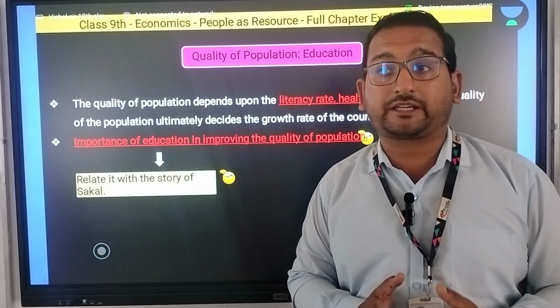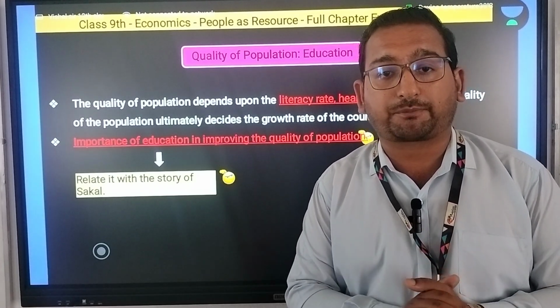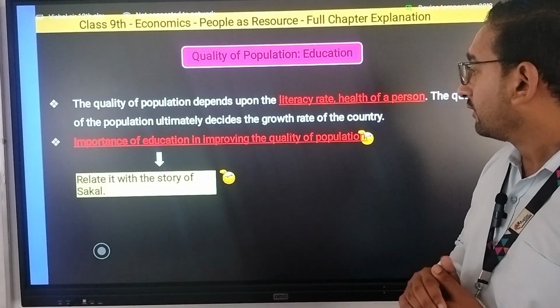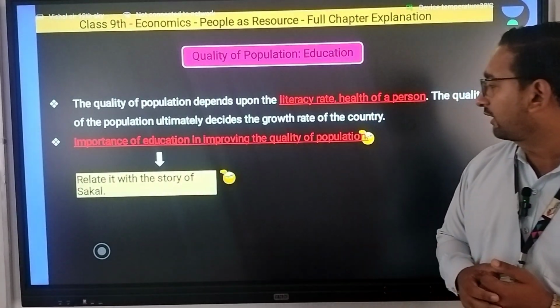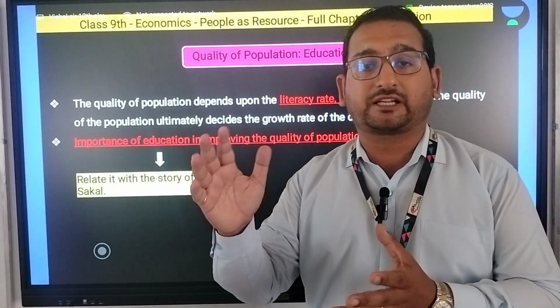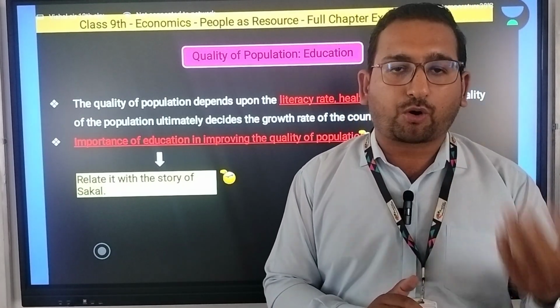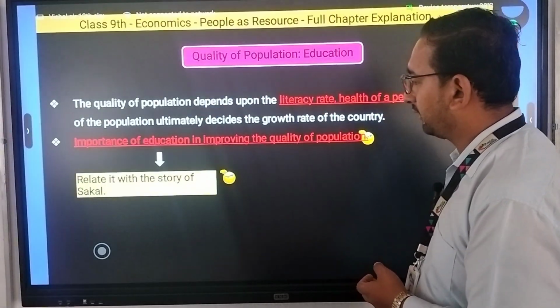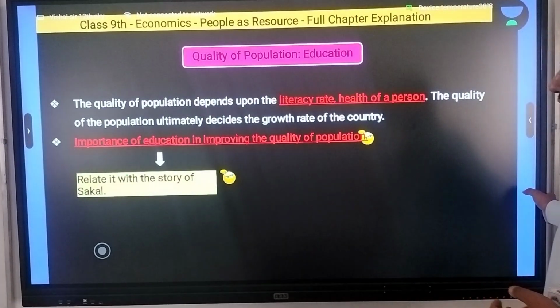So when we have a good quality of population, then it will be beneficial for the country. The importance of education is improving the quality of population. Obviously, when we have a literate population, it will be more beneficial for our country in comparison to an illiterate population. Next, what is the importance?